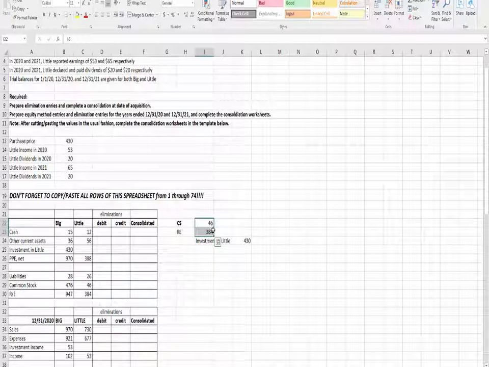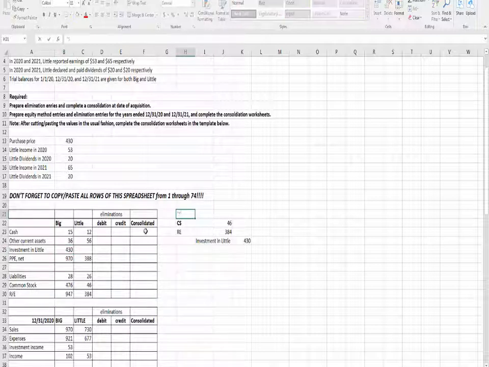Note a couple things. The beginning of year book value of the subsidiary was $430. We are the sole owner of the subsidiary, so the entire $430 is matched against our investment in Little. And very conveniently, that equals the balance in the trial balance. This is the hard part, doing the elimination entry. Once you do the elimination entry, it's all mechanical.